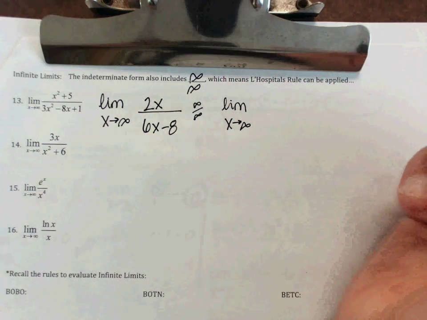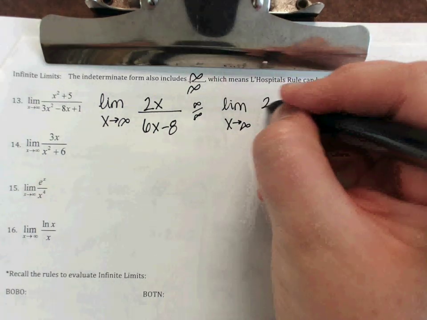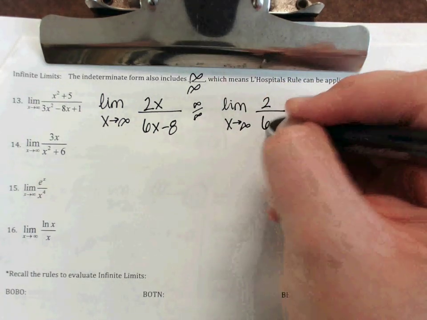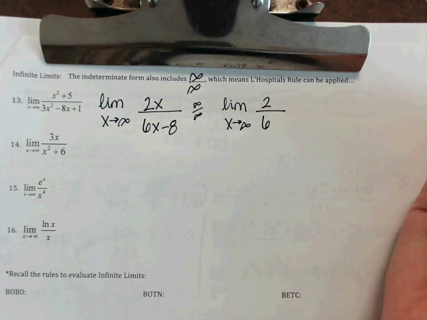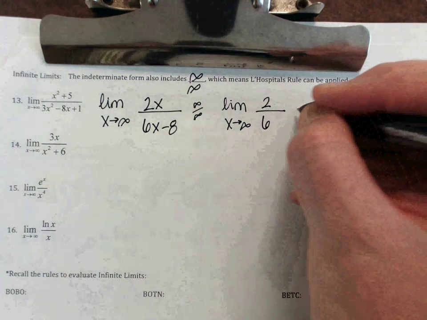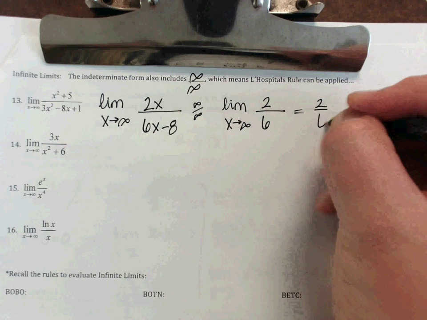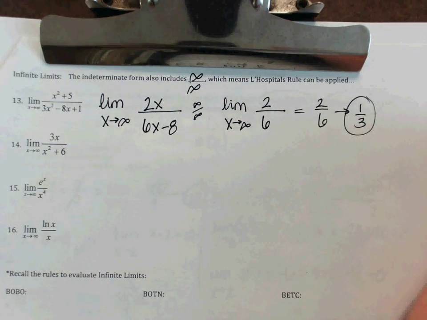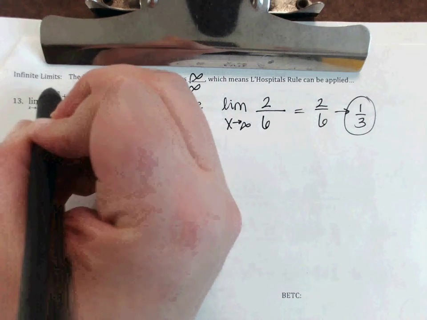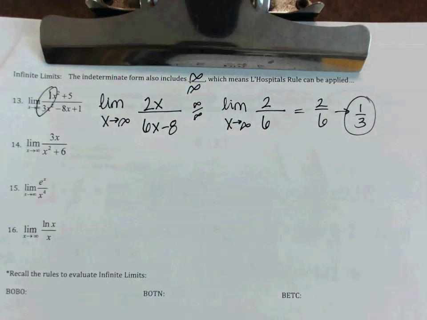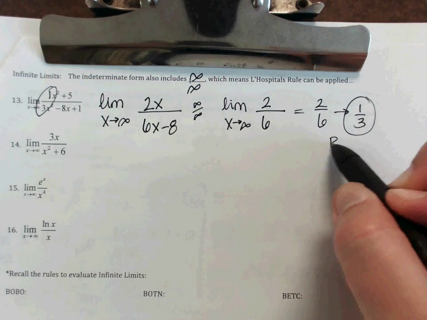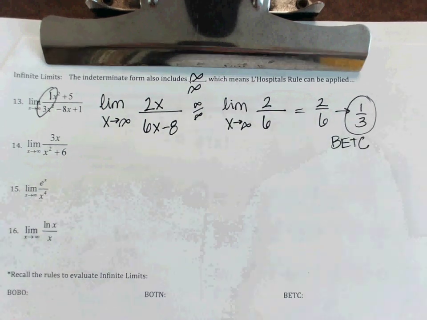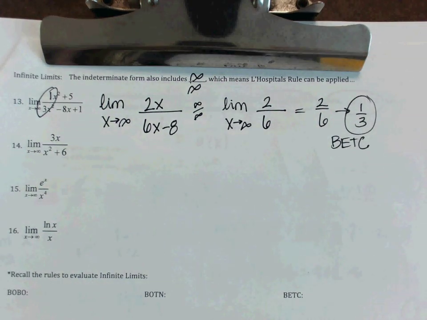Yep. Derivative on top is 2. What's the derivative on bottom? 6. Okay, and then if it's a constant, your answer is just that constant, 2/6, which is 1/3. What would you have gotten if you had just done your little Betsy? 1/3. You got it. Wait, so you automatically use Betsy on all these?